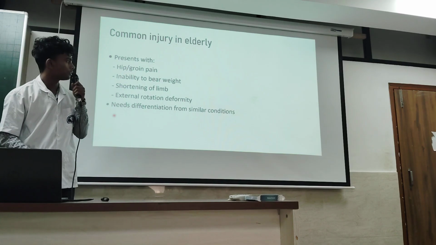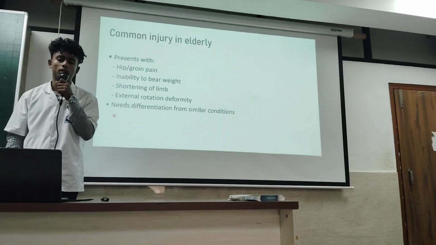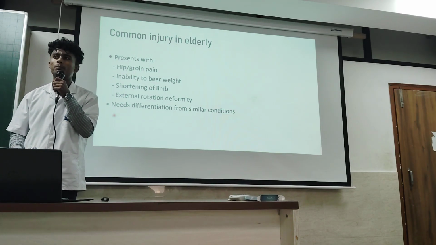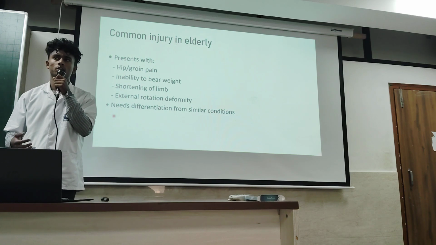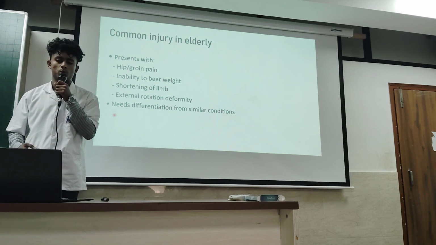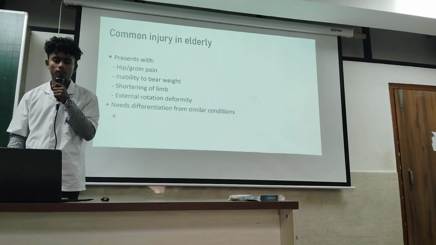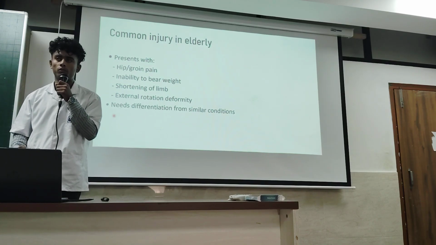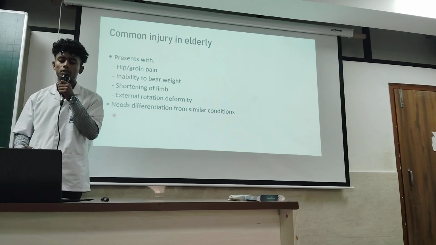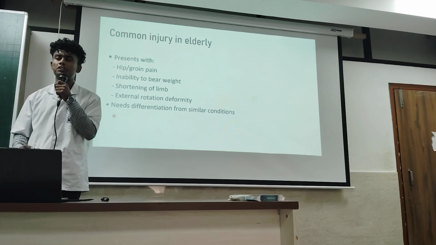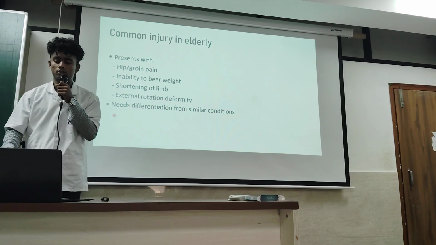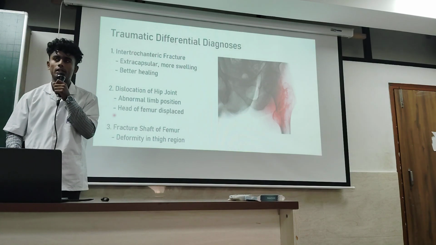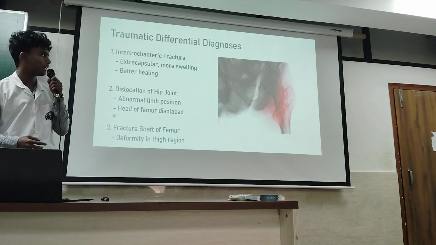Fracture of the femur is a common injury in the elderly because of osteoporosis that makes the bone weak. The elderly present with hip or groin pain, inability to bear weight, shortening of the limb, and external rotation deformity. This needs differentiation from conditions which have similar symptoms. So let us look at some traumatic differential diagnoses.